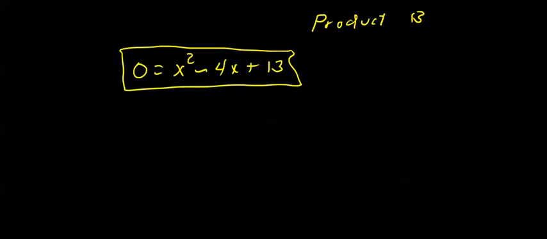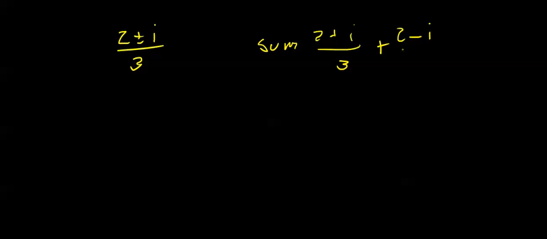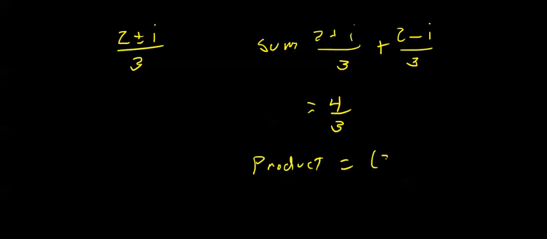Let's do one last example. What happens if the roots are 2 plus or minus i over 3? Well, the sum, 2 plus i over 3 plus 2 minus i over 3 is equal to 4/3. The i's cancel. 2 plus 2 is 4. We have a common denominator. It stays the same. The product is equal to 2 plus i times 2 minus i over 3 times 3.